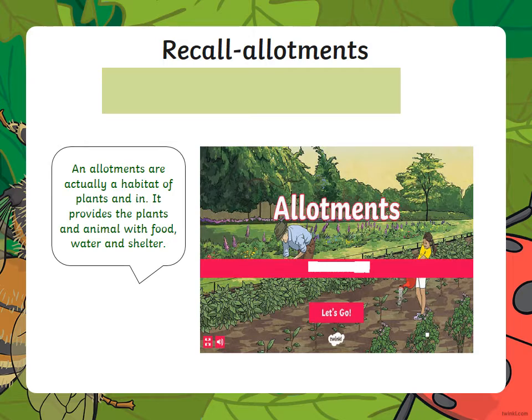Last session we learned about allotments. An allotment is actually a habitat of plants and animals. We have seen how allotments grow. It provides the plants and animals with food, water and shelter. In allotments, we grow vegetables, fruits and different kinds of plants. We have even seen that different kinds of insects get attracted to these plants.